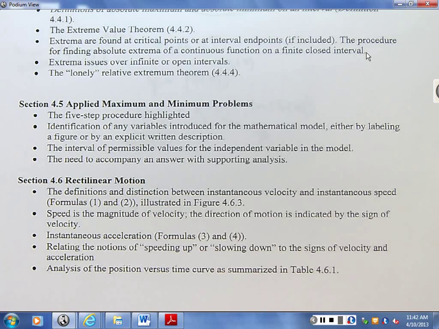Okay. Question? On the rectilinear motion, the speeding up and slowing down, we use the velocity and the acceleration. Correct. And when they're the same sign, it's speeding up. But you've been doing that the whole time, finding critical points and inflection points. And then it's just looking at the intervals in which they are the same.